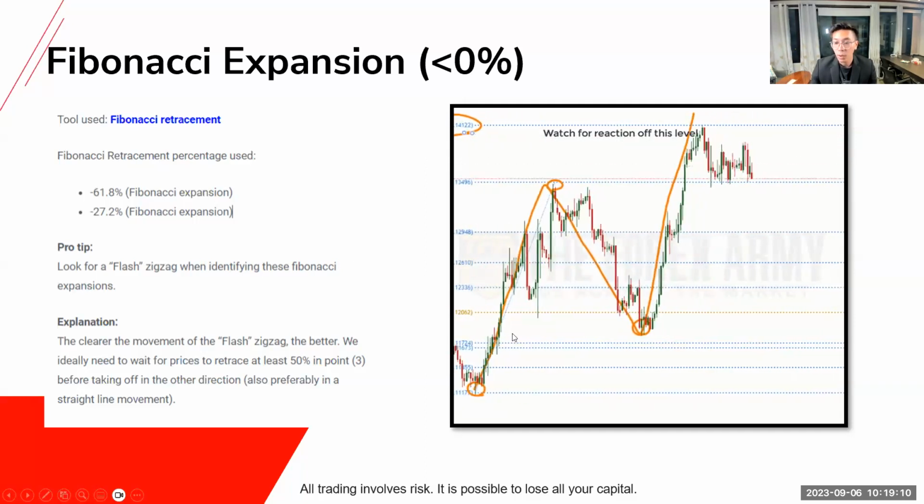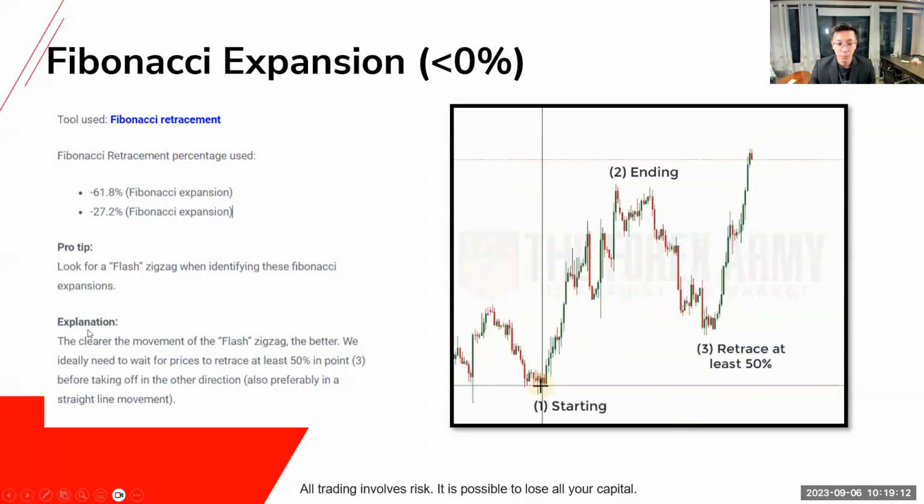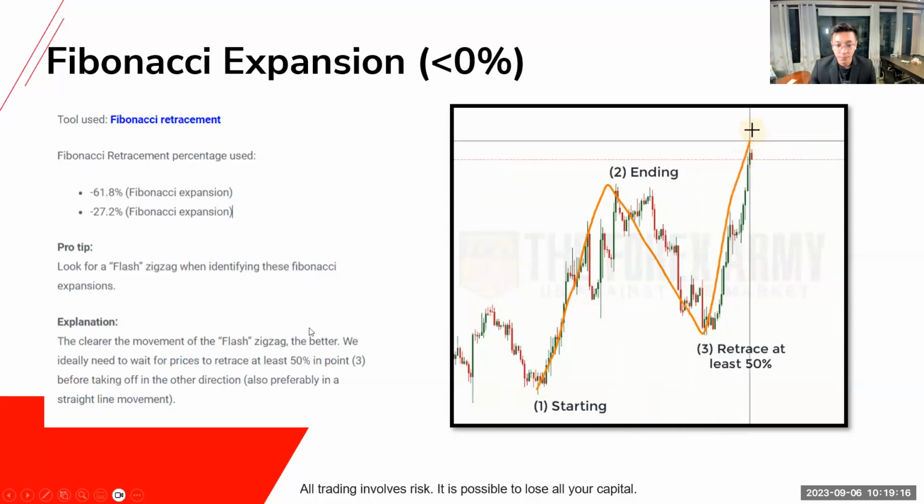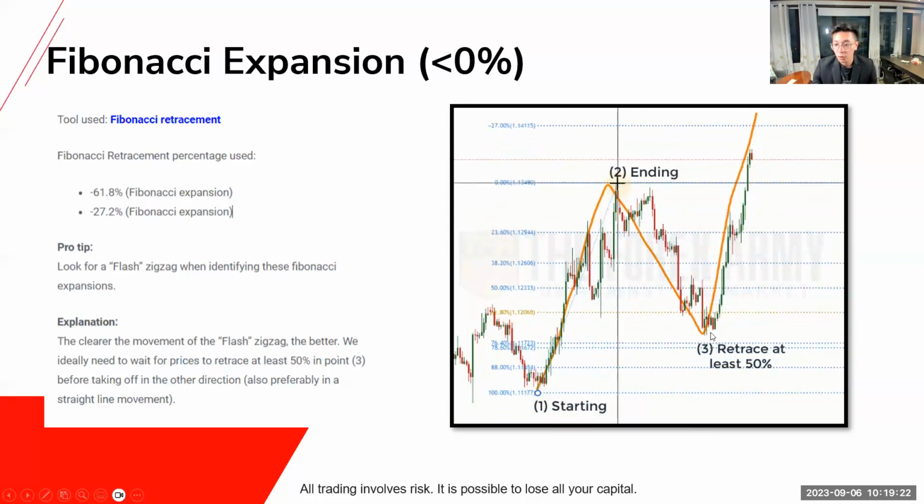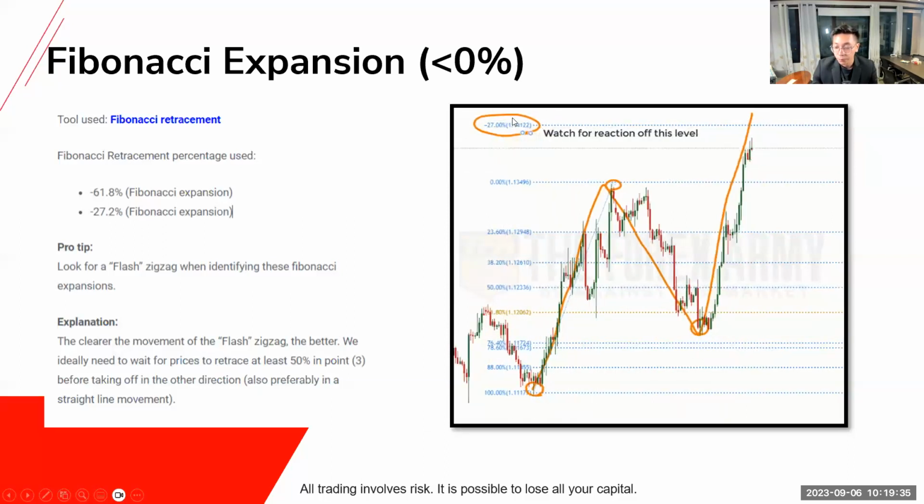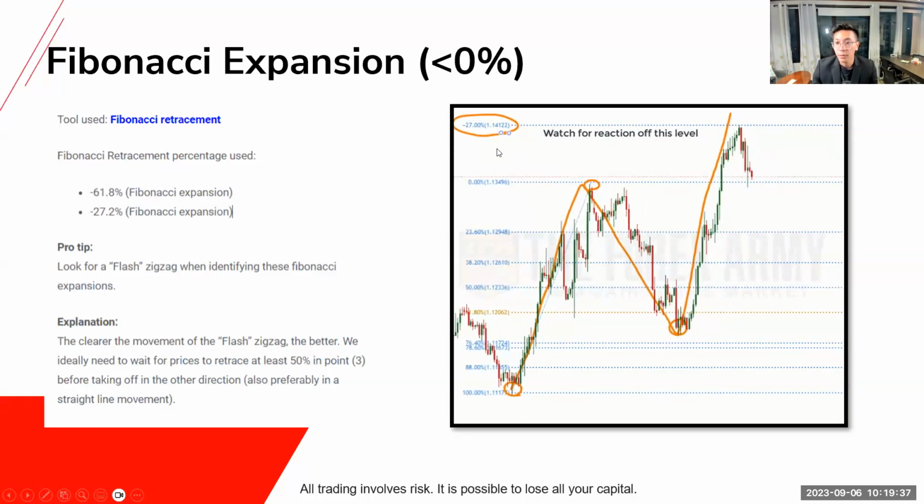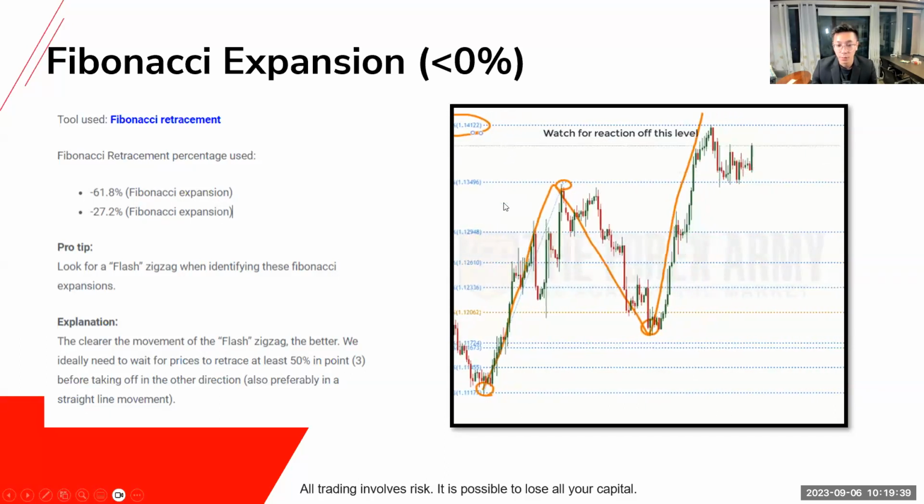Okay, so one thing that we have to know is the clearer the movement of the zigzag, the better, and we ideally need to wait for price to retrace at least 50% in the 0.3. Okay, so at least 50%, right? Price coming down here, retracing 50%, and then taking off in the other direction. So we are expecting a sell right here at the negative 27.2 expansion level.